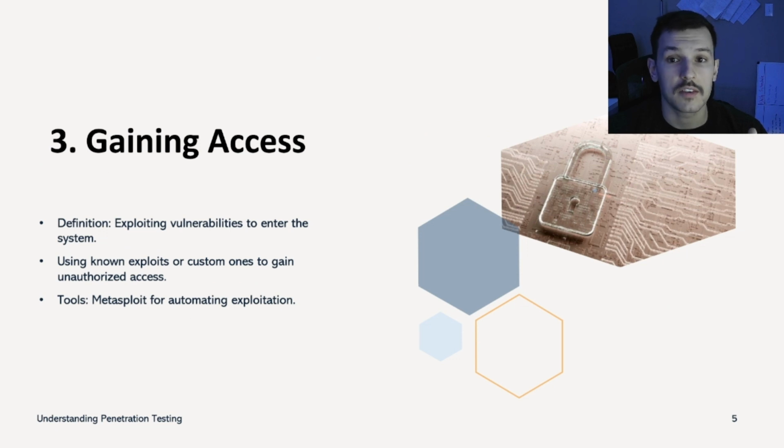Gaining access or exploitation. In this phase, pen testers will actually exploit vulnerabilities discovered in the scanning phase. This will allow them to enter the system or network.